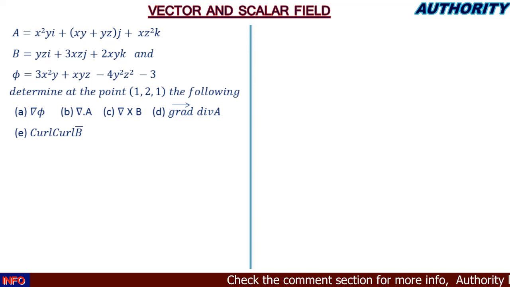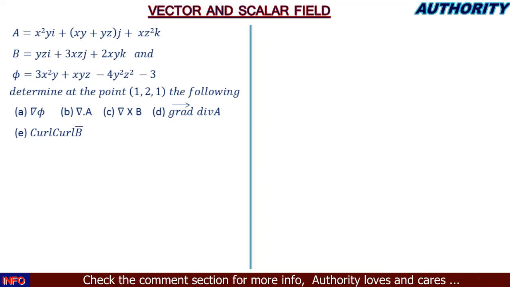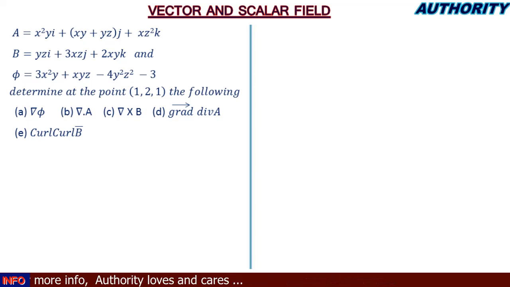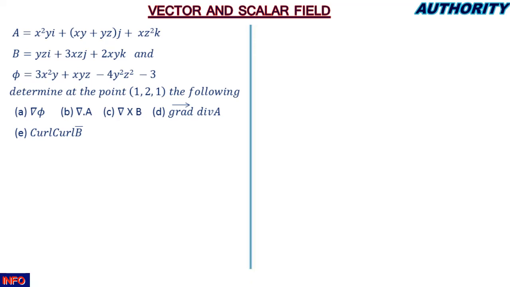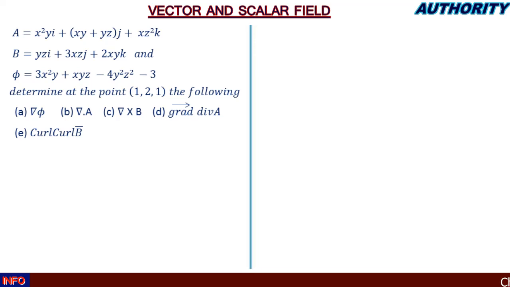Now, the question says determine at the point (1, 2, 1) the following: A, the gradient of phi; B, del dot A, which is the divergence of A; then C, del cross B; then D, we have the gradient of the divergence of A; then E, the curl of curl B. So please pay attention. This is what we are going to solve now and explain in detail.